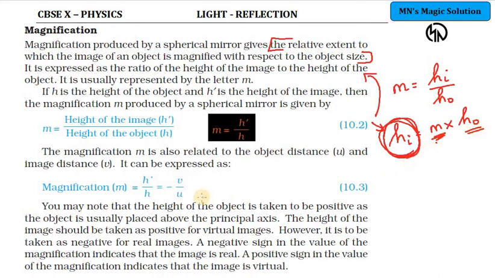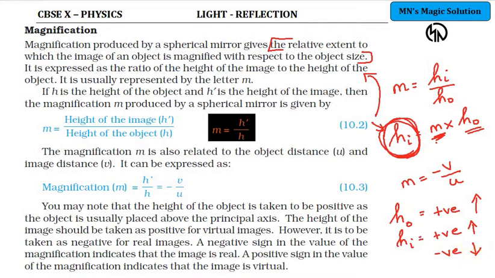Here we have another formula as well. Magnification is equal to h dash by h, or in terms of v and u, you can have it as minus v by u. So please remember there is a minus sign over here. Magnification can otherwise be written as minus v by u. And here, as we have already discussed, the height of the object is always taken as positive because it's always upright, and the height of the image is positive for a virtual erect image, and it is negative for a real inverted image.